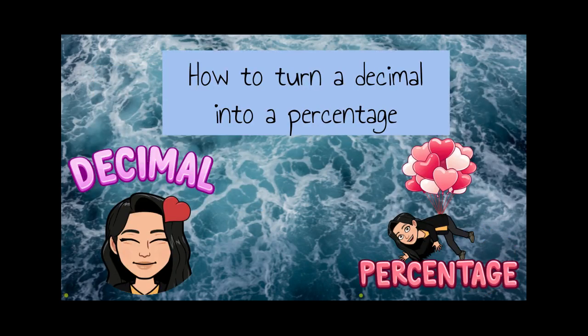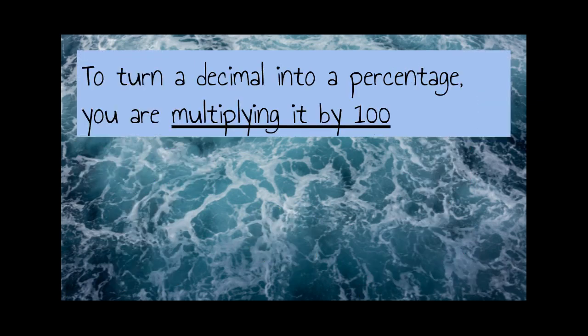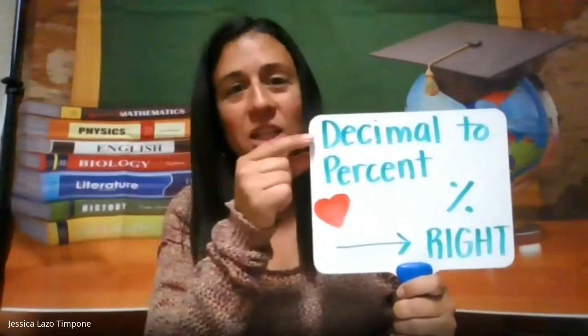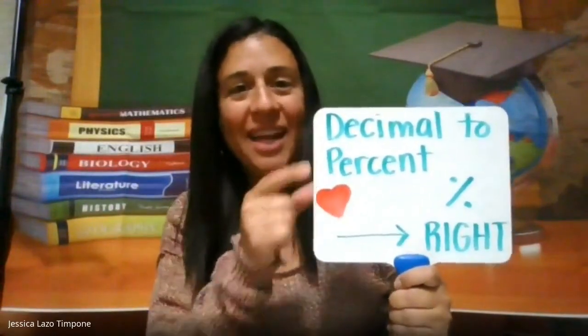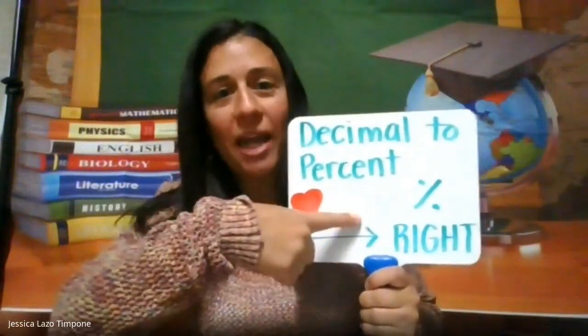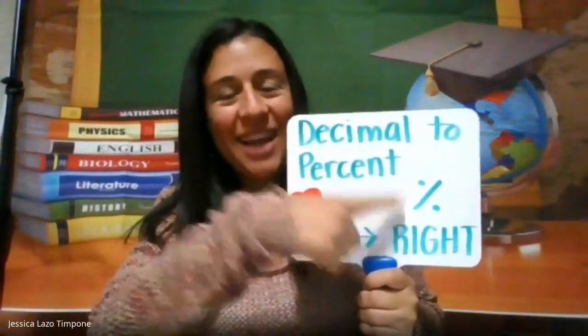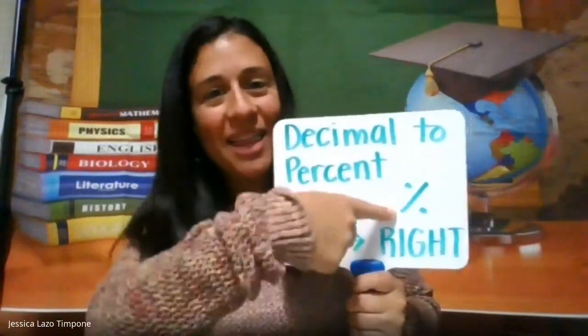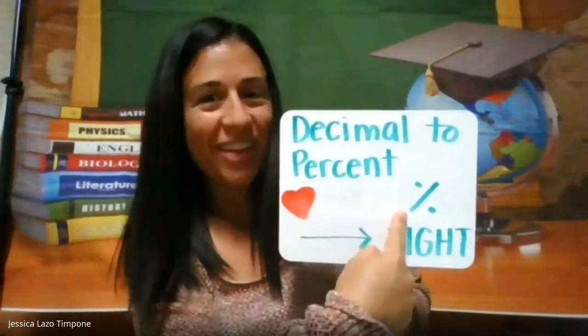How to turn a decimal into a percentage. A love story. To turn a decimal into a percentage, you are multiplying it by 100 because a percentage is out of 100. The easy way is by moving the decimal 2 times to the right. When I talk about turning a decimal into a percent, I like to say that it's my love story because my decimal is moving to the right toward my percent sign. I'm going to move it 2 times to the right toward my percent sign, and they will be right together next to each other and in love.